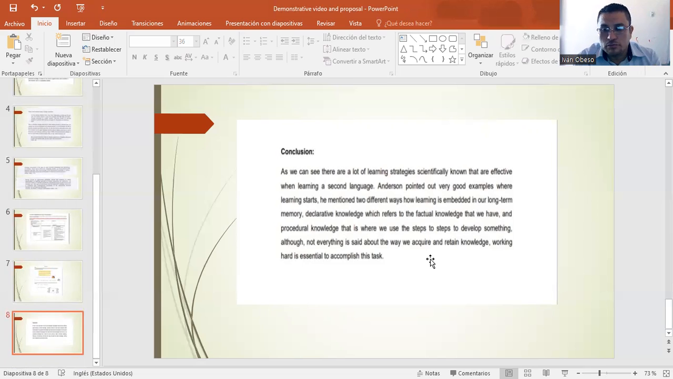Yeah, definitely. I think in order to learn something, we have to work hard to get it. We have to work objectively and with a plan to get the knowledge and retain it and store it in our brain. So that's going to be it.